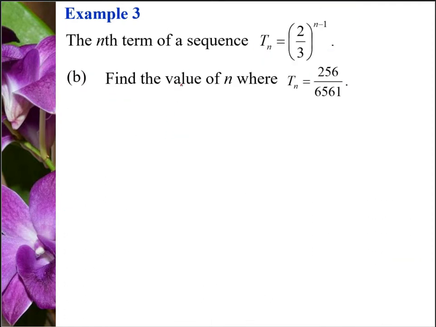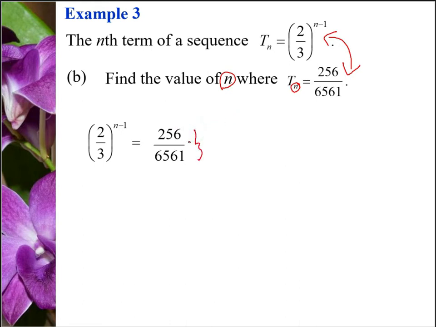Example 3 wants us to find the value of n where Tn is equal to 256 over 6561. To find the value of n, which is here, we must substitute or equate these two equations together, because both of them are referring to Tn term. Next, to solve this problem, the easiest way is to try to write 256 over 6561 in terms of the same base as the one on the left side. So can you write this fraction to be 2 over 3 to the power of something?